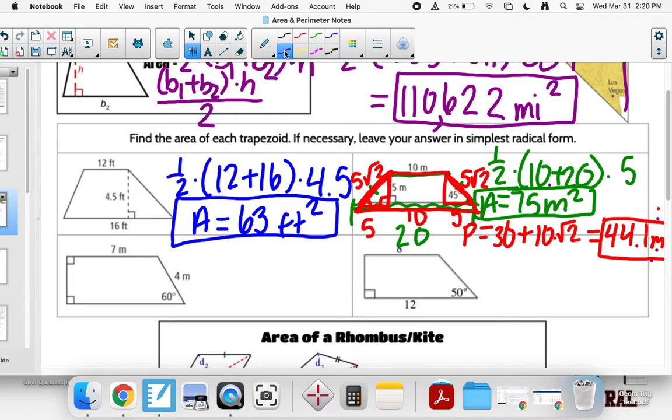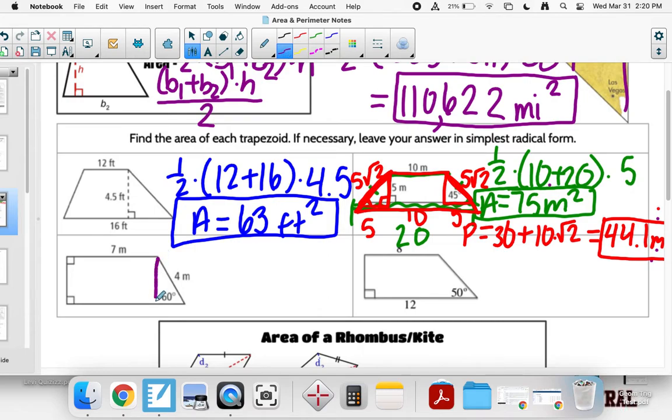Alright, in this problem, like I said, trapezoids need 3 things: base, base, and height. What do I have? Your base, and that's it. I don't have my height, I don't have my other base, I just have the 7.